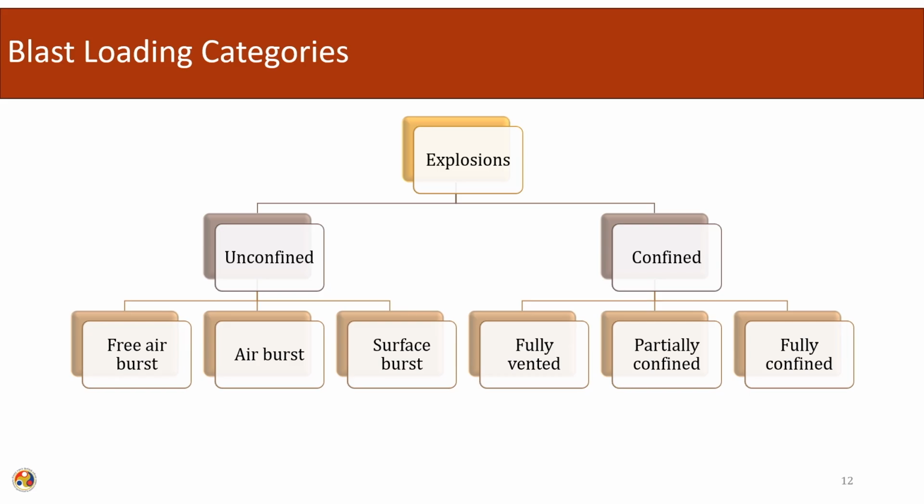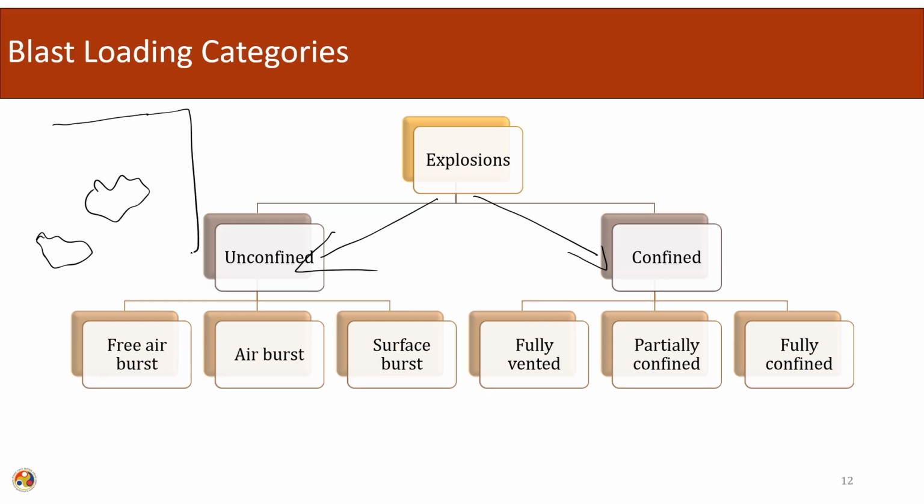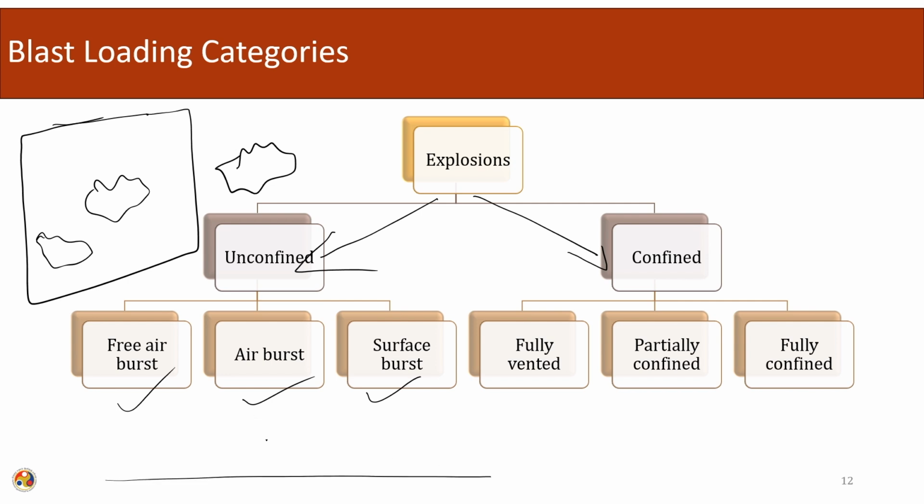So, the categories of blast loading. Blast loading or explosion can be categorized into two parts, confined and unconfined. The blast can occur in air or on the ground or anywhere, and it might be contained in a box, a building or any type of container, or it can be free. If it is unconfined, there is the free air burst and the surface burst, depending upon the location of the blast with respect to the ground.